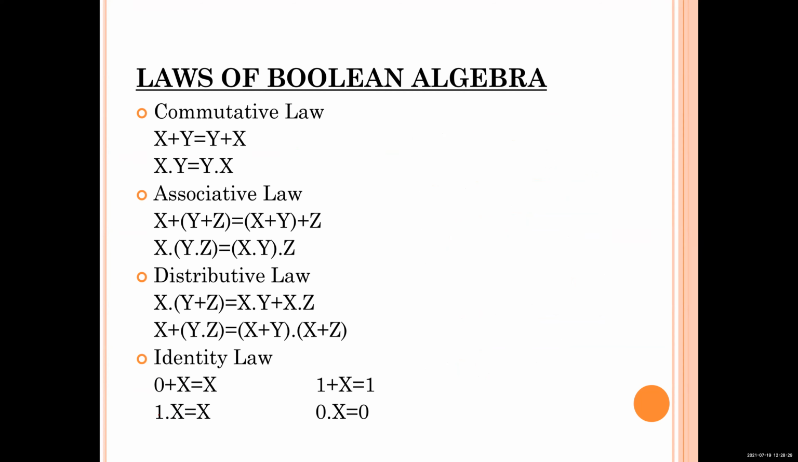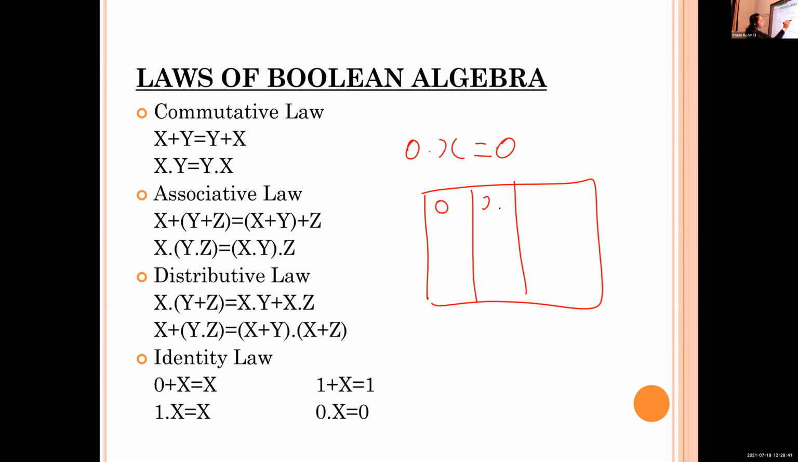Then the next one is 0 dot x is equal to 0. The first input is 0, the second input is 0. We can find it without a truth table also. If anything is multiplied with 0, the result is 0. So 0 into 0 is 0. 0 into 1 is also 0. So if we multiply 0 with any Boolean variable, the result is 0.